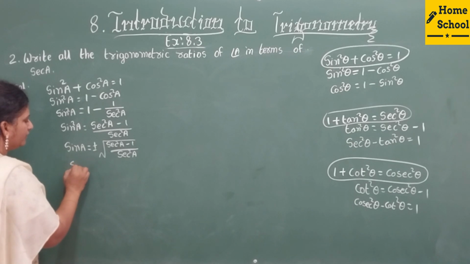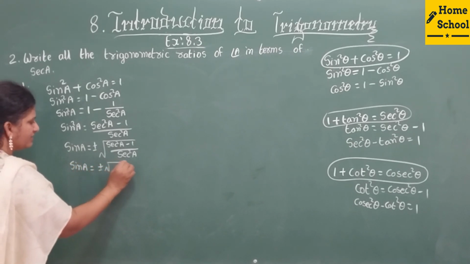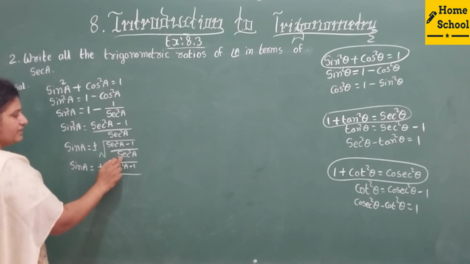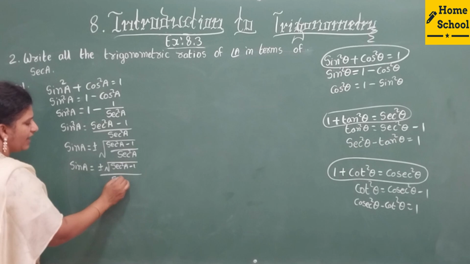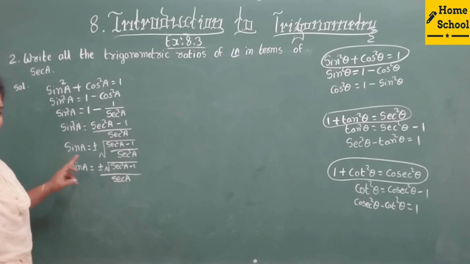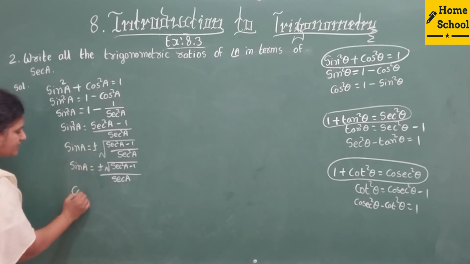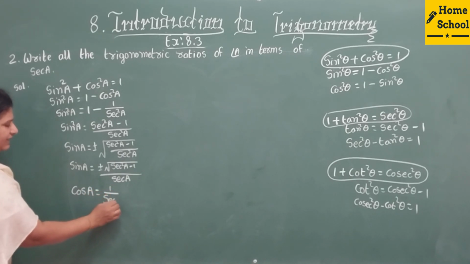Split the root. Sin A is equal to plus or minus square root of secant square A minus 1 whole divided by this secant square A square root. Square and root will be cancelled and you are left with secant A. Sin A in terms of secant A completed. Then what about cos A? Cos A is nothing but 1 by secant A.